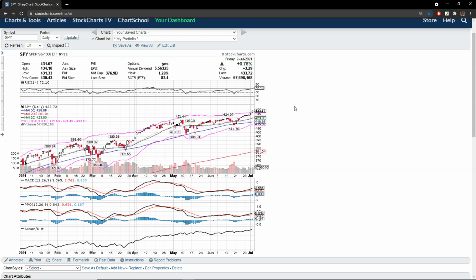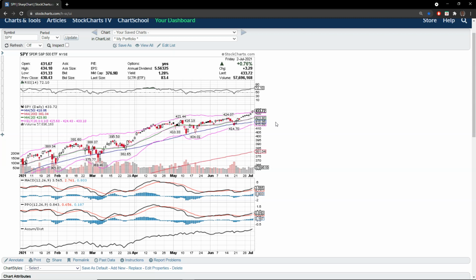But that being said, we are extremely extended. And I want to talk about the difference between a short-term top and then a long-term top. First off, I'm not calling for a major correction here. August, September, and October are ugly. I'm ready for those months to be bearish. I would love to see us consolidate.